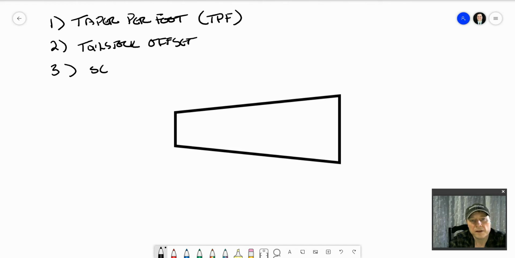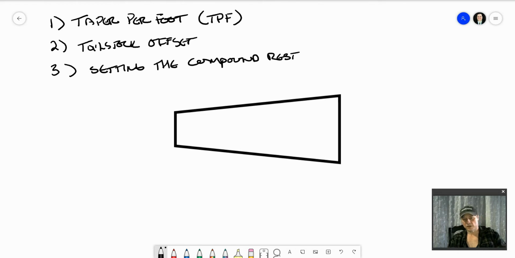Setting the compound rest. Compound rest. Once again, this is a second way to set up the machine so that we can create a taper.